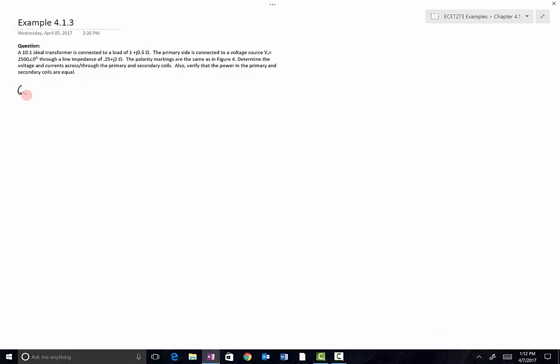So the givens for this, I'm going to go ahead and do that in a schematic format. We've got a transformer. The primary side of the transformer has a voltage source of 2500 angle 0. And there's a line impedance connecting this voltage source to the transformer of 0.25 plus j2. So I've got a resistor and then an inductor there, 0.25 j2, and that connects to the primary side of the transformer. So that looks like this.